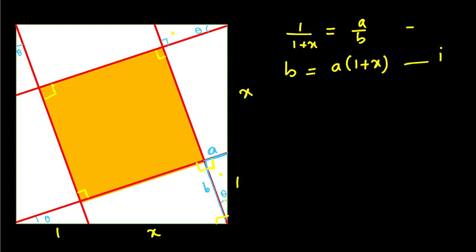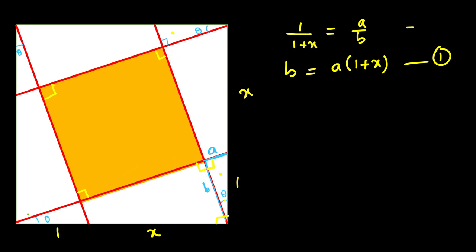So what we can say that 1 divided by 1 plus x, that is this smaller side divided by larger side, is equal to A divided by B from similarity. So B can be written as B equal to A times 1 plus x. We have just done cross multiplication and this is our equation 1.